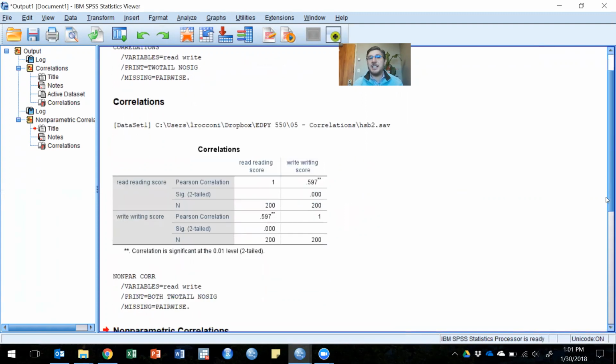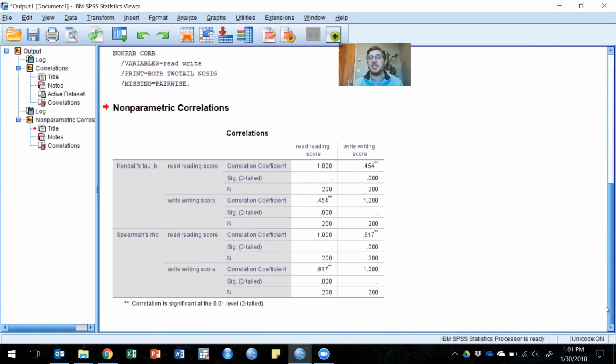The next set of output has what are called non-parametric correlations. So that'd be our Spearman's rho and Kendall's tau coefficient in here. If you look at Spearman's rho, it's very similar to our Pearson's r. It's still a correlation of about 0.6. It's positive, indicating that as we increase in reading scores, we increase in our writing scores. And we get the same information from Kendall's tau as well.